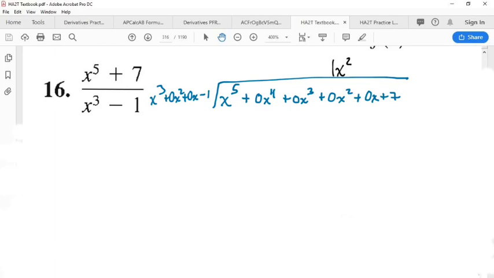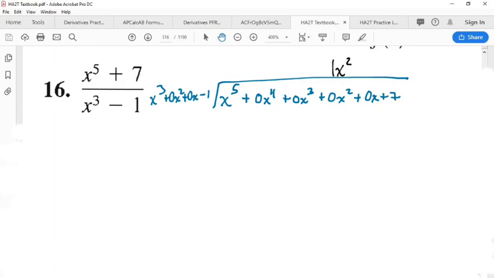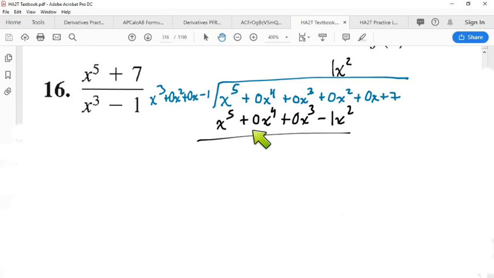All right, now I have to distribute. So what is 1x squared times that, times that, times that, times that? So it'll be x to the 5th plus 0x to the 4th plus 0x to the 3rd minus 1x squared. All right, you guys tracking with me? I got all these numbers right here by distributing this x squared to all these numbers right here.